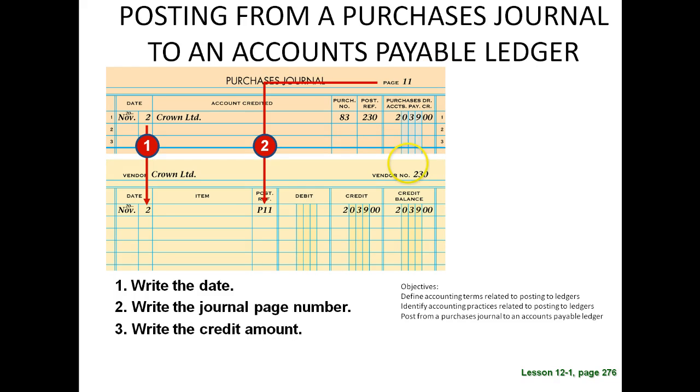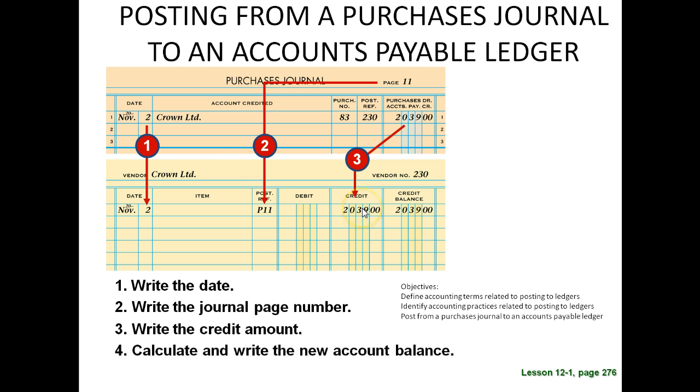You write the credit amount. It was for $2,039. Remember, these columns right here are for the actual transaction, for the actual entry. Was a debit, was a credit. We calculate and write the new account balance. Remember, in our accounts payable subsidiary ledger, it's going to be a credit balance unless you've made an error. So here's our credit balance. It's for $2,039. We got that because this is a brand new vendor. We created Crown Limited. We had no balance. This was a blank page. We took a 0 credit, we added $2,039, and now we have a new credit of $2,039.